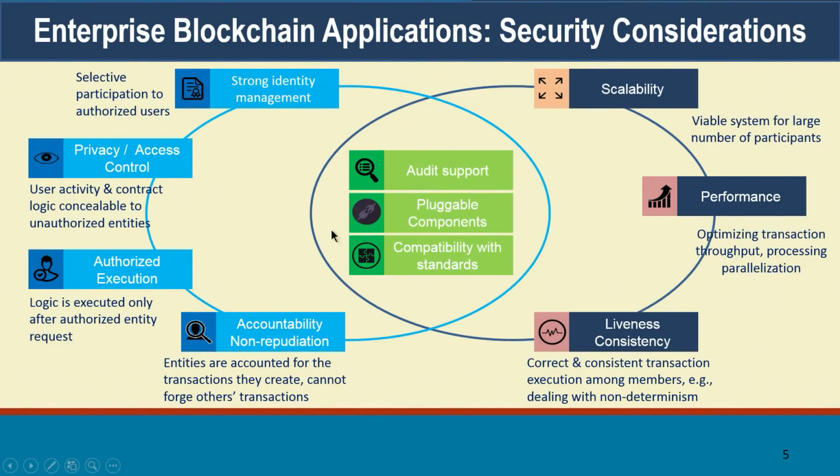We want this to be pluggable components. So in Hyperledger Fabric, almost every component is designed as a pluggable component. So the ledger is pluggable. So you can have different aspects of the ledger. We have CouchDB and LevelDB, and then you can have consensus as a pluggable concept.